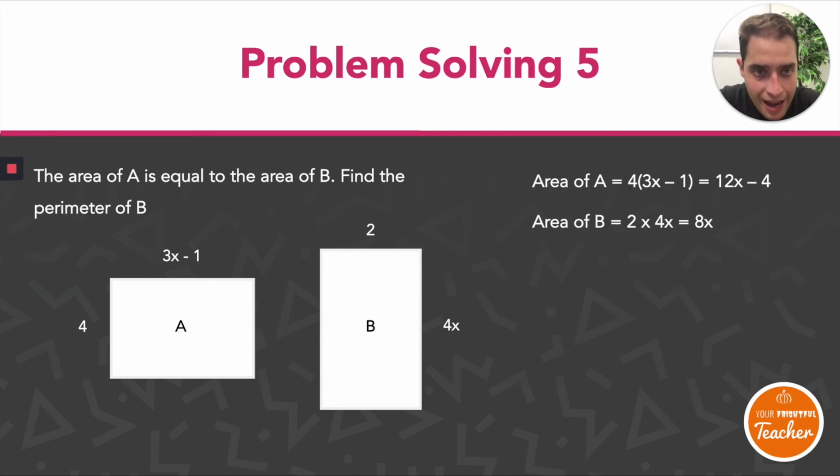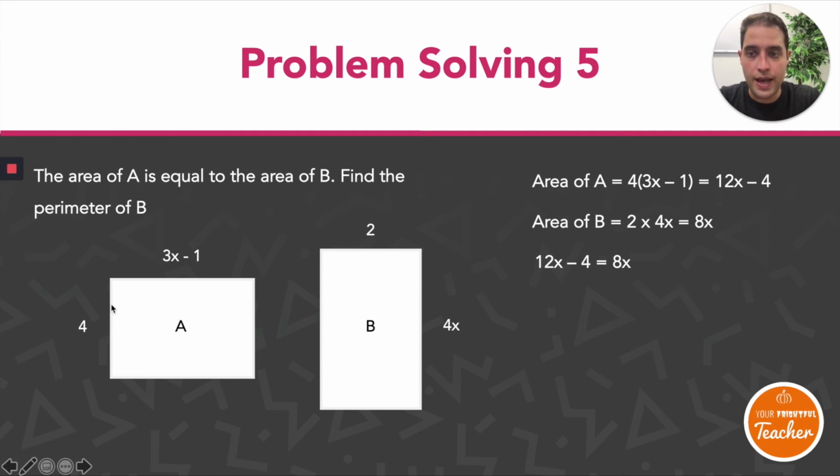Okay, so the area of A is, well, one side times the other, right? So it's 4 brackets 3x minus 1 equals 12x minus 4. Okay, and area of B equals 2 times 4x, which equals 8x. So I've expanded the brackets, and that's why I've got 12x minus 4, and area of B, 2 times 4x, so it's 8x. Yeah.